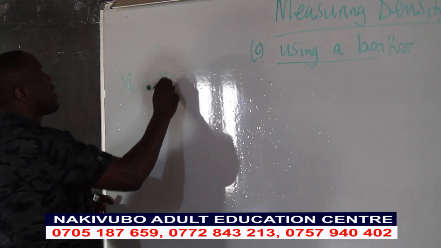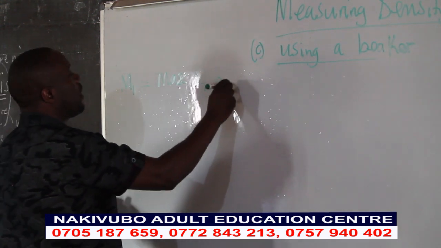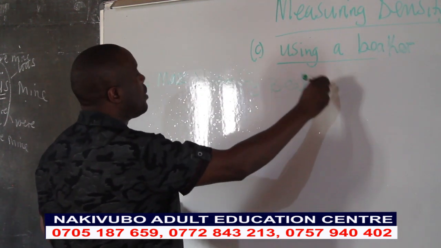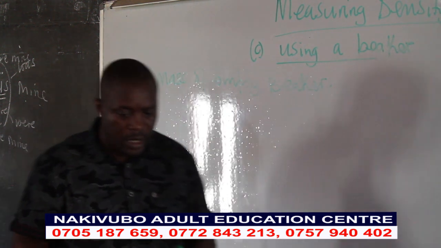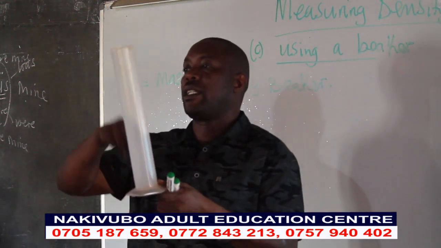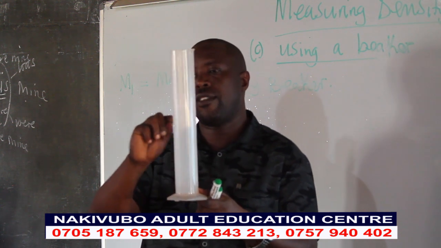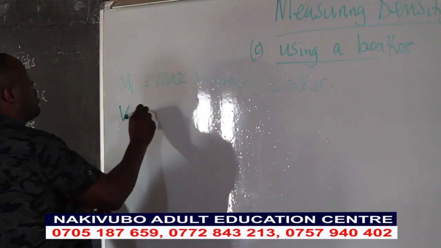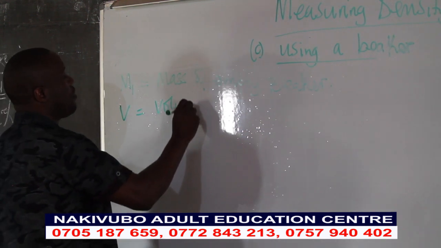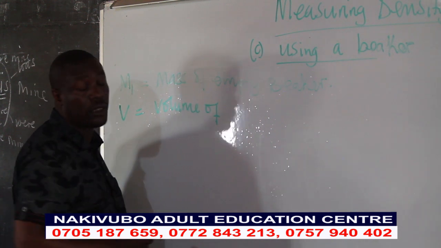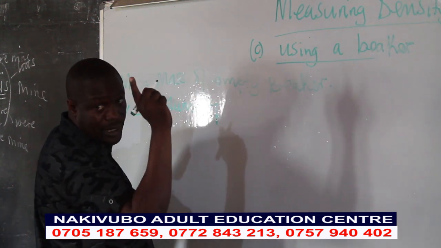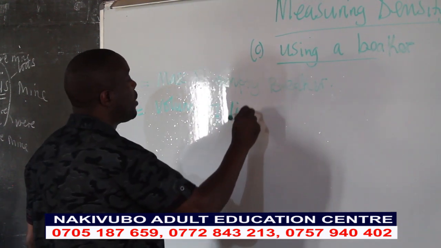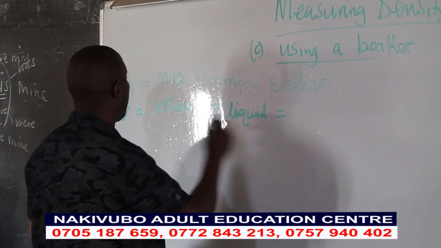M1 is equal to mass of empty beaker. Are we together? Then get water, put it in a measuring cylinder and note its volume. You are calling it V. So V is the volume of the liquid. In this case, water. So volume of liquid, we are calling it V.